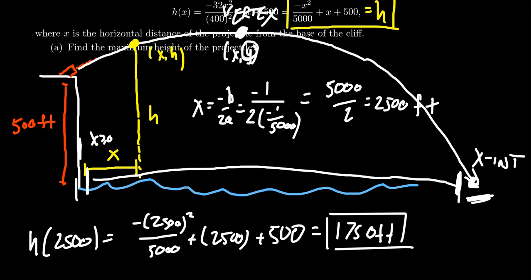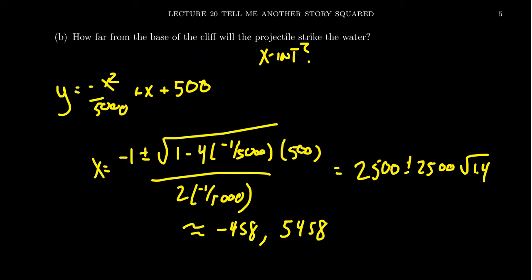This would be like you have a mole that's digging through the ground, digging, boom, and then you hit the cannon, like it jumped into the cannon right when it got shot. Well, clearly that doesn't really make any sense, right? Negative values are going to be outside the domain of this problem. So we can eliminate negative 458 from consideration.